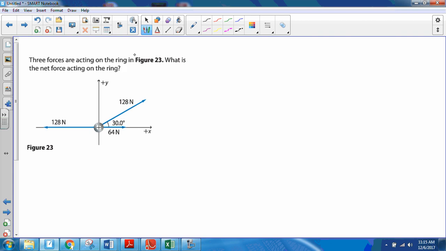All right. Three forces are acting on this ring in figure 23. They want to know what is the net force. So how do I figure out net force and add forces when I have multiple directions? That's what we're trying to figure out.